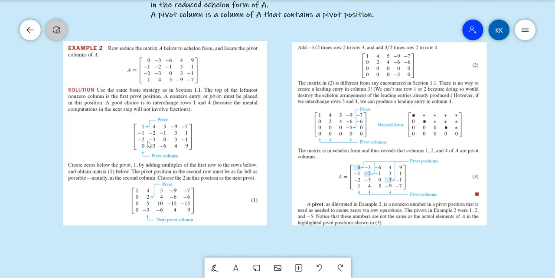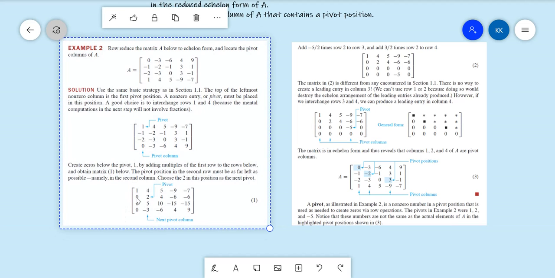Let's see what they did really. So it seems they added this directly. So you can see 1 plus minus 1 gave them 0, 4 plus minus 2 gave them 2, 5 plus minus 1 gave them 4, minus 9 plus 3 is minus 6, minus 7 plus 1 is also minus 6.